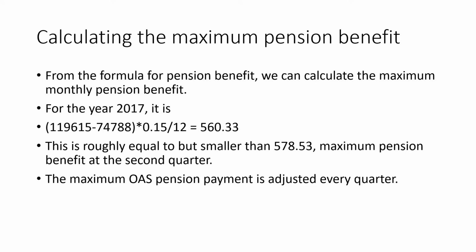Calculating the maximum pension benefit. From the formula for pension benefit, we can calculate the maximum monthly pension benefit. For the year 2017, from the calculation we get $560.33. This is roughly equal to, but smaller than, $578.53, the maximum pension benefit at second quarter. The maximum OAS pension payment is adjusted every quarter.